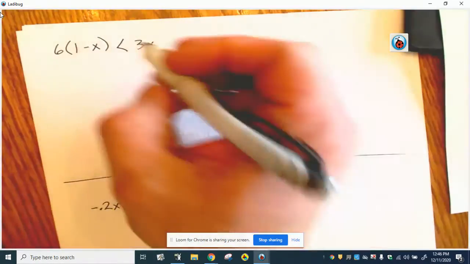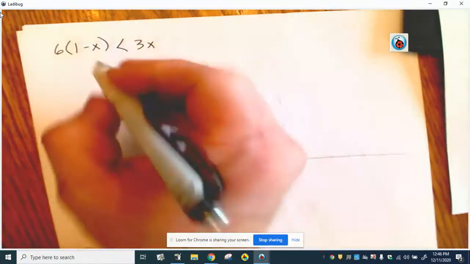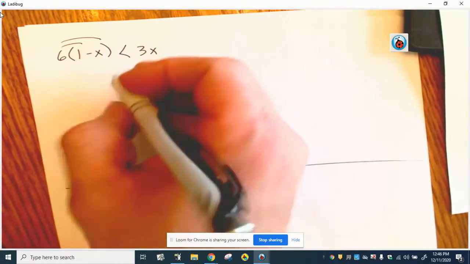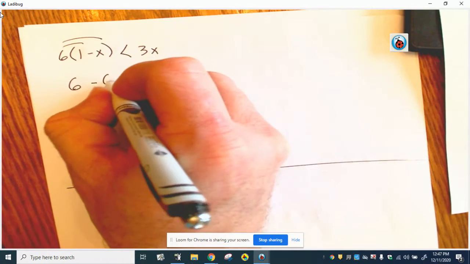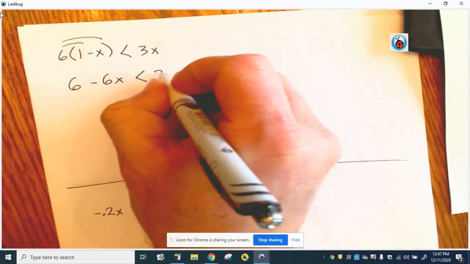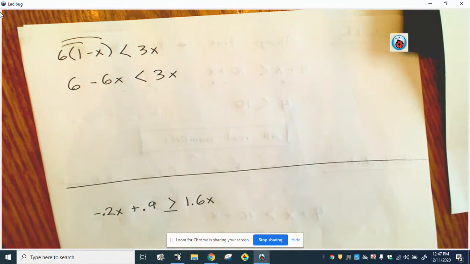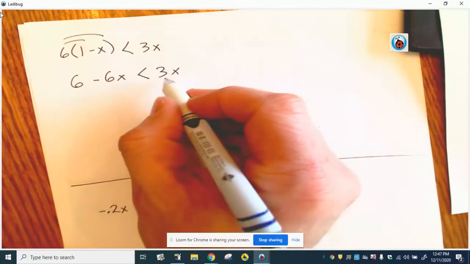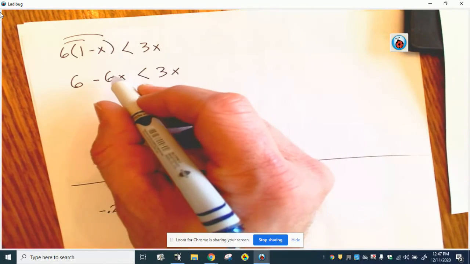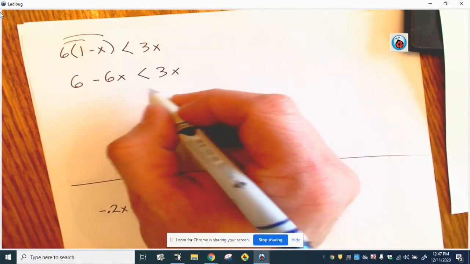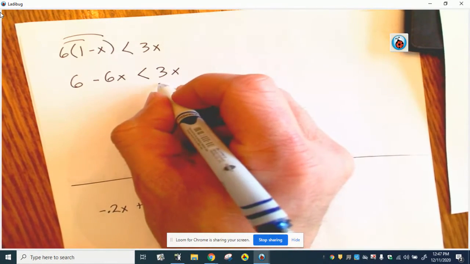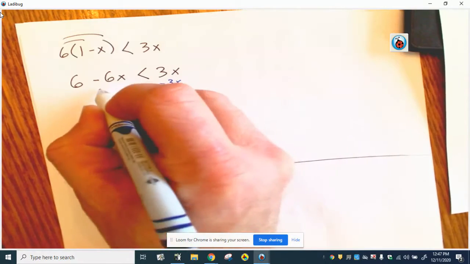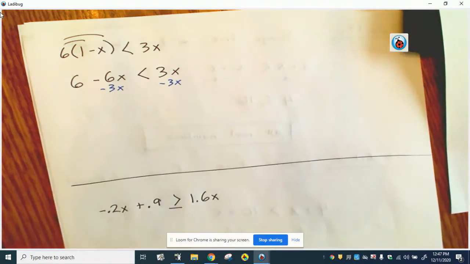This one again, sure enough, yes, I would distribute. When I distribute there, I'd have 6 times 1 is 6. 6 minus x would be minus 6x, is less than 3x. I'd want to get all the x's on both sides. I personally would move to the left, even though a lot of people would want to add that 6x over there. If you do that, you're going to have to flip it at the end. It's just as easy if you want to minus that 3x.